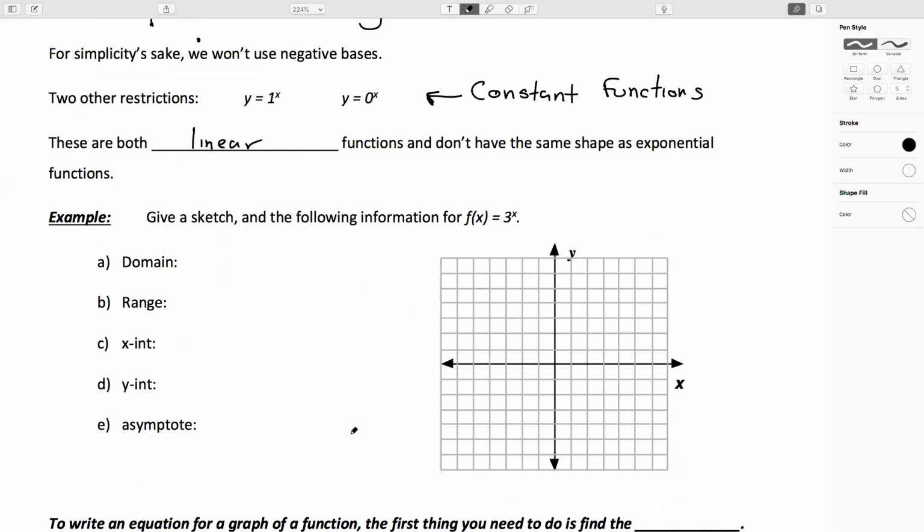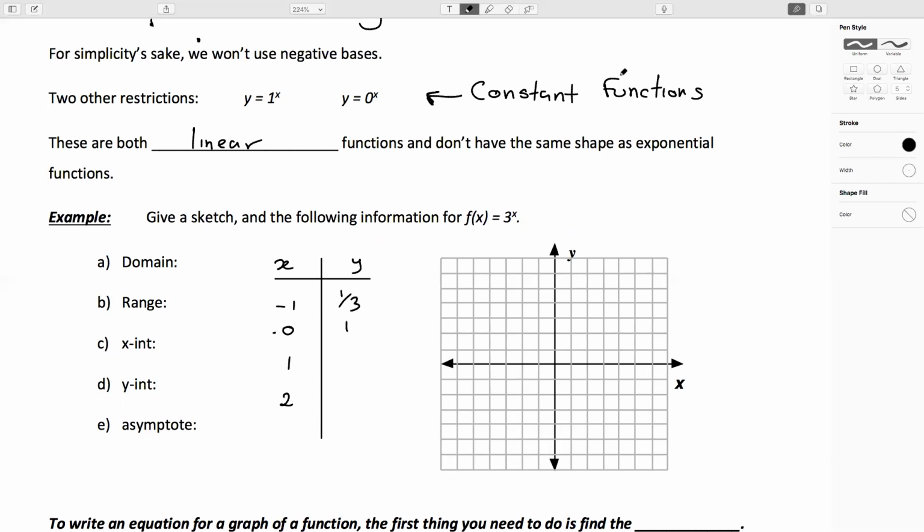So we're going to sketch another graph. We're going to sketch 3 to the power x. We're going to need a table of values to do this, and then we're going to find the domain, range, x, y-intercept, and any asymptotes. So we'll start by making a table of values for x and y. We'll pick some values close to the origin, so we'll pick -1, 0, 1, and 2. 3 to the minus 1 is like 1/3.